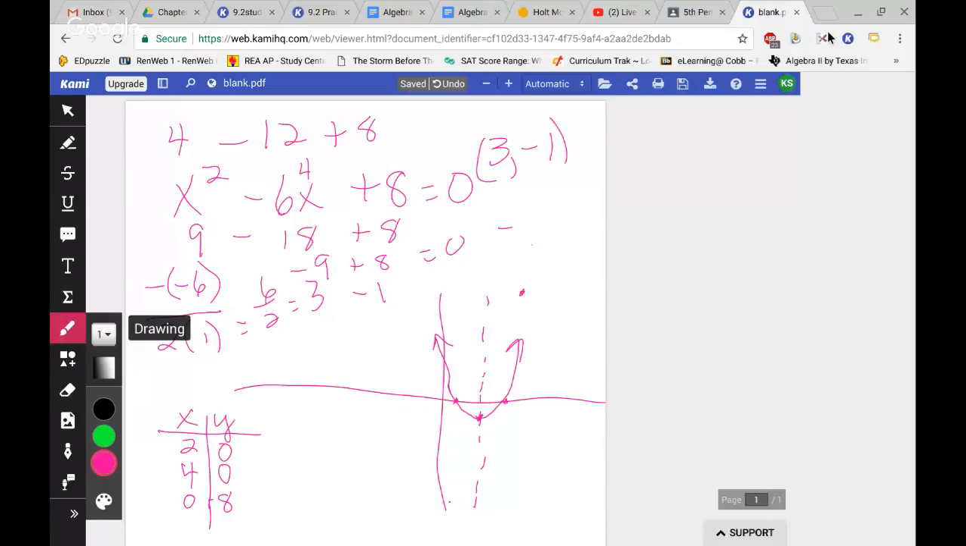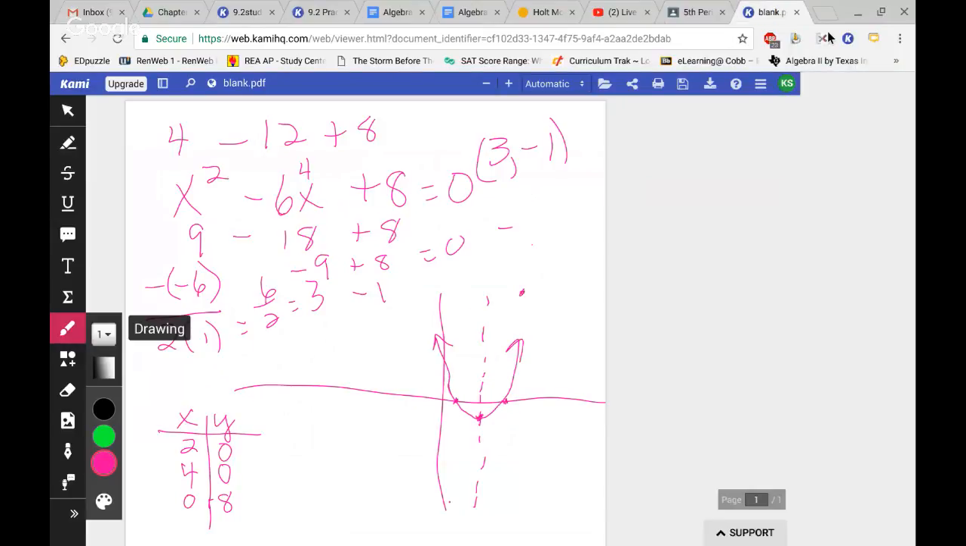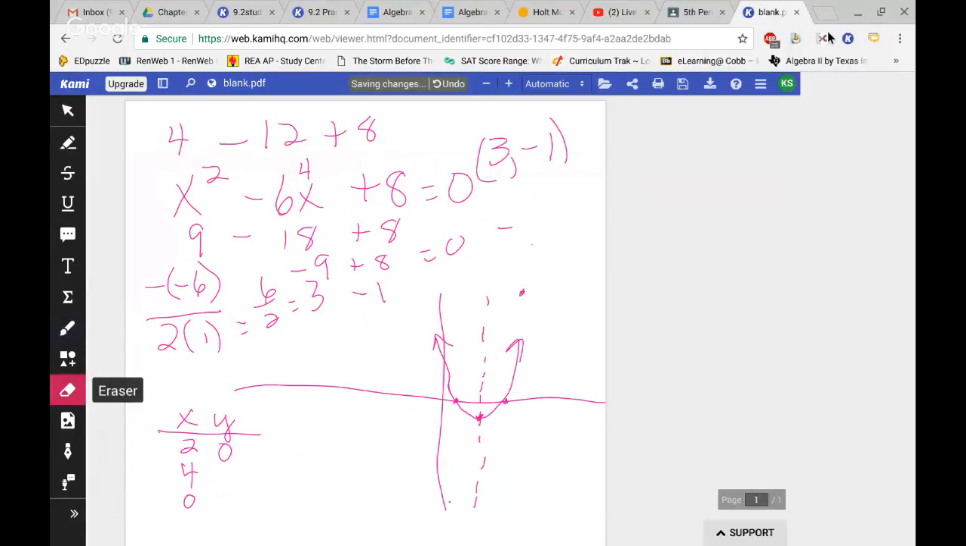Got it. So what you're actually trying to do is figure out how it gets to be 0. Like, what values can I plug in for x that make it 0 for y? Does that make sense? Yes. Okay, so that's kind of the goal of it. And then on number 2, let's go to number 2 for the guided practice.